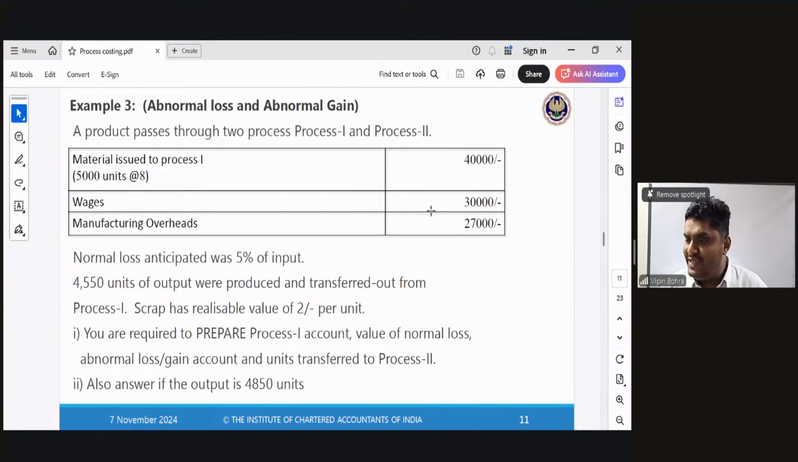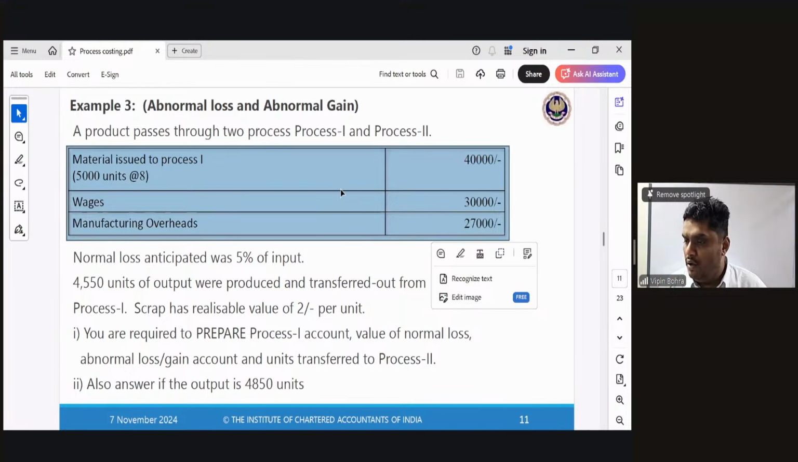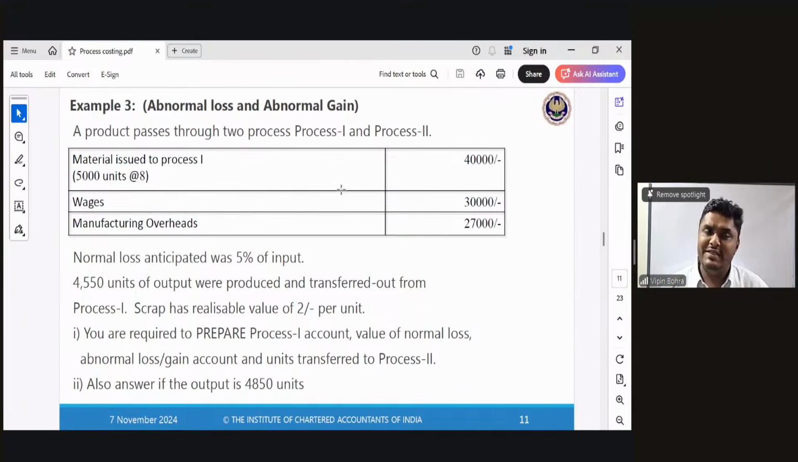So let's start with the second part. I request you guys, the same question is there in the study material, else you can download the notes. Those who have not downloaded the notes or are not ready with the material can take a screenshot. So let's start with this question, example number 3.